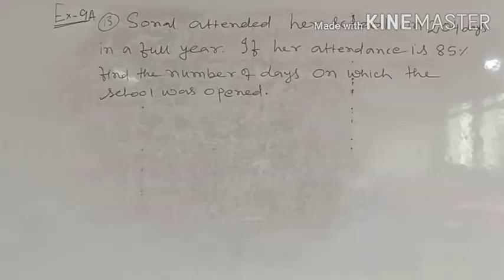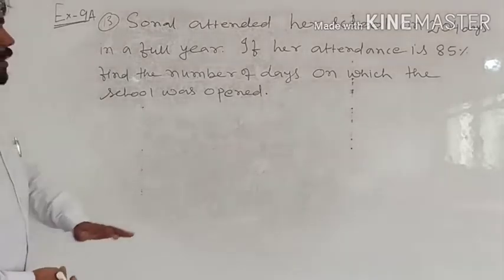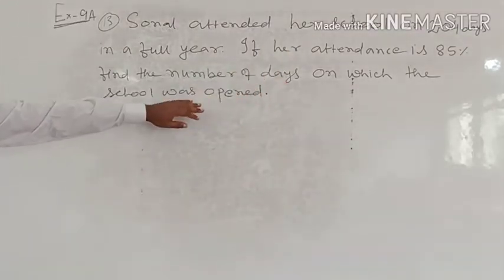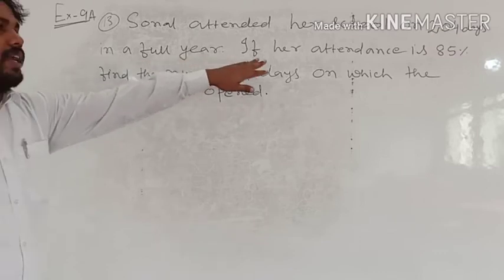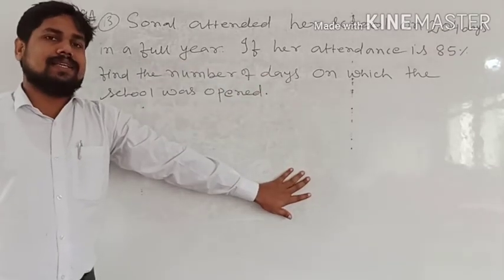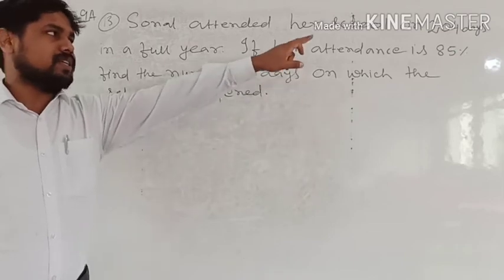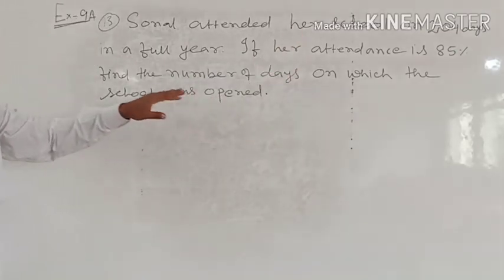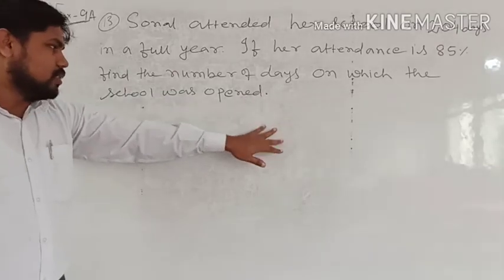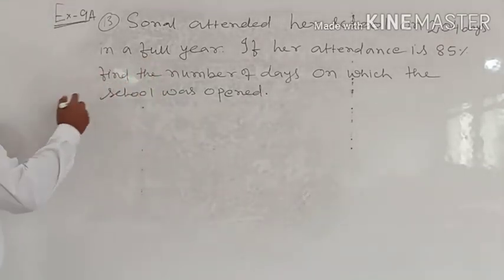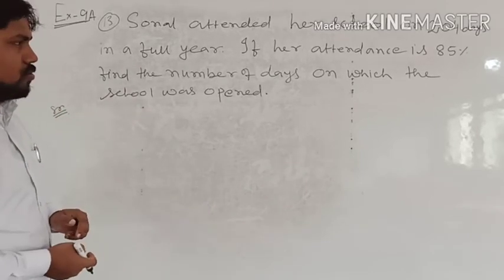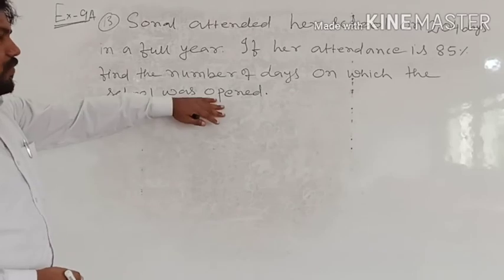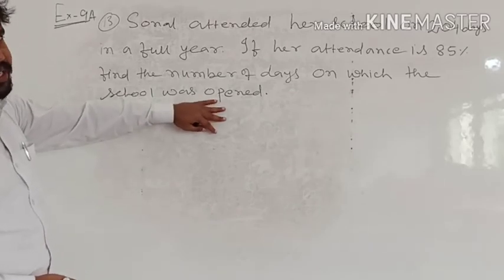Now let us see question number 13. Sonal attended her school on 204 days. So 204 days Sonal has attended her school in the whole year. If her attendance is 85%, so her attendance is 85% and it shows 204. So find the number of days on which the school was opened. That means how many days the school was opened, out of which 204 days Sonal attended the school.